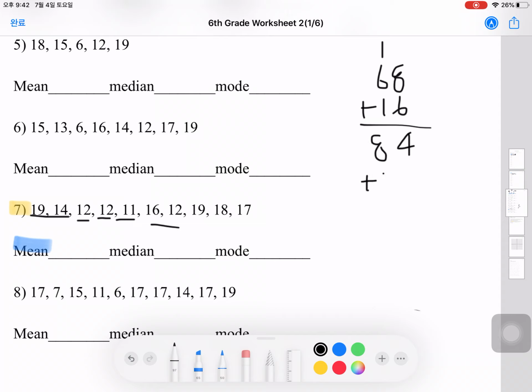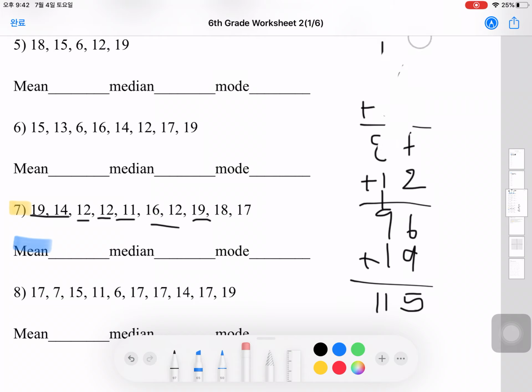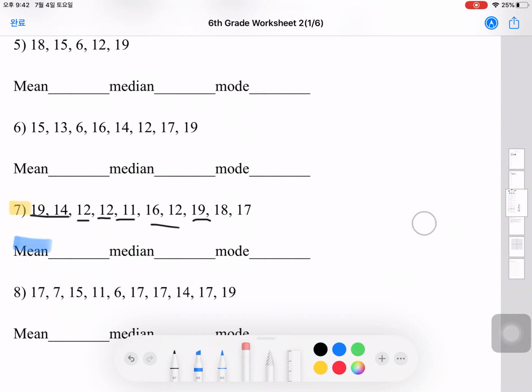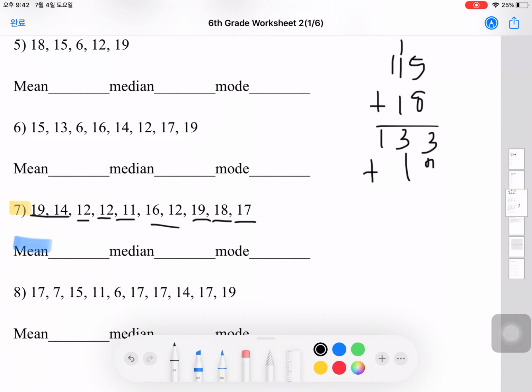Now number 12, we got 96. And a 19. 9 plus 6 is 15. 9 plus 1 plus another one is 115. We just have two more numbers. So 115 plus 18 is 133. Last number is 17.